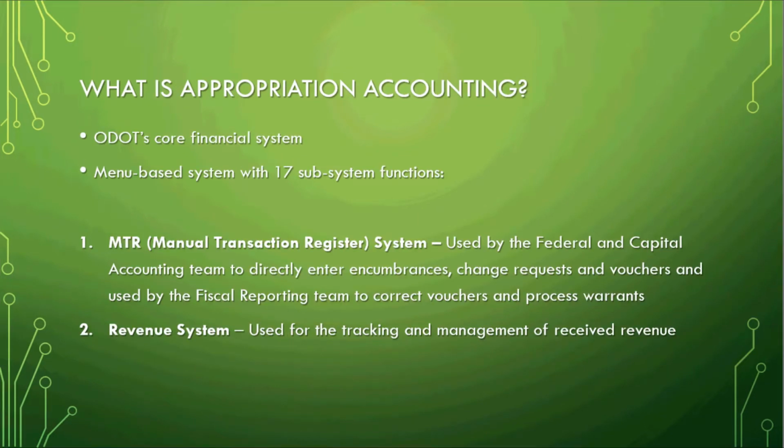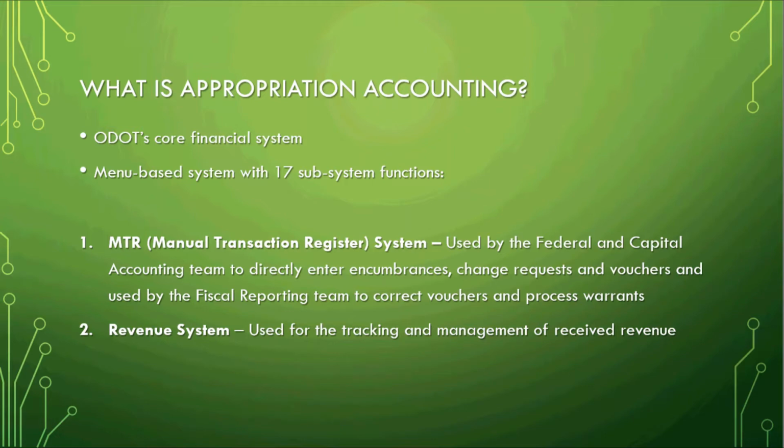Appropriation Accounting is ODOT's core financial system. It is a menu-based system with 17 subsystems, or smaller systems, embedded within the main system. These are, first, the MTR system, used by the Federal and Capital Accounting Team to directly enter encumbrances, change requests, and vouchers, and used by the Fiscal Reporting Team to correct vouchers and process warrants.